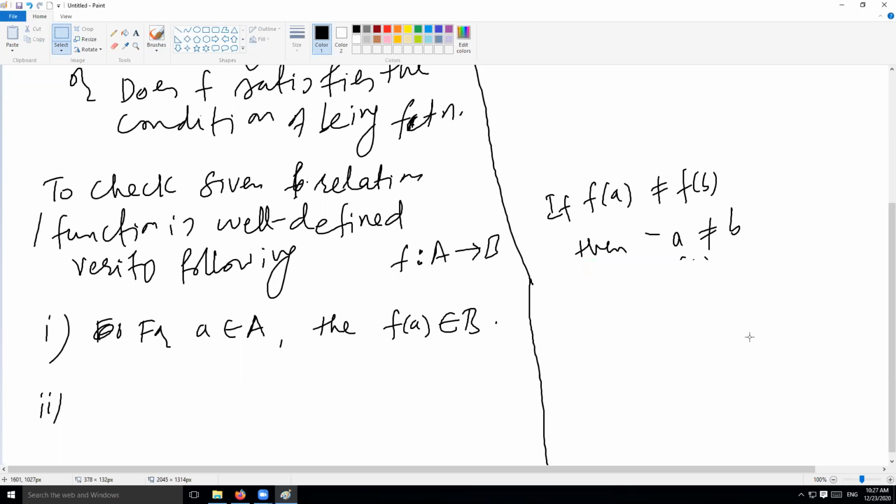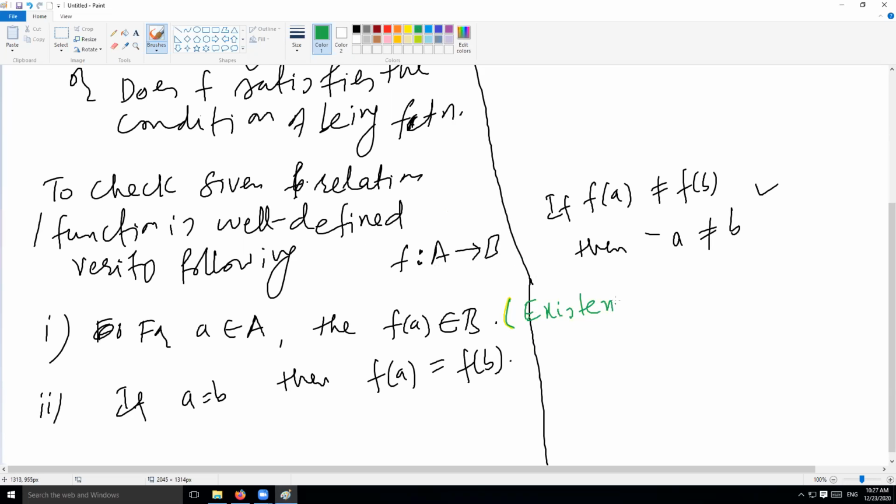So this is the second condition that we must verify. But this second condition is in negative form. So if I write this condition in contrapositive form, what would be the contrapositive of this? The contrapositive is going to be that if A is equal to B, then F of A must be equal to F of B. All right? So this first condition is a way to verify the existence of output. This first condition is saying that there must be an output. And the second condition is saying that the output must be unique, actually.